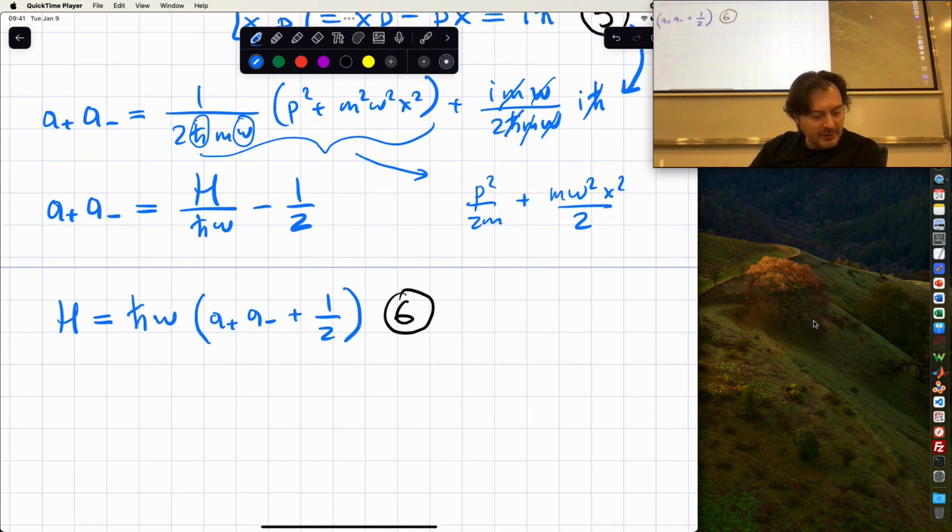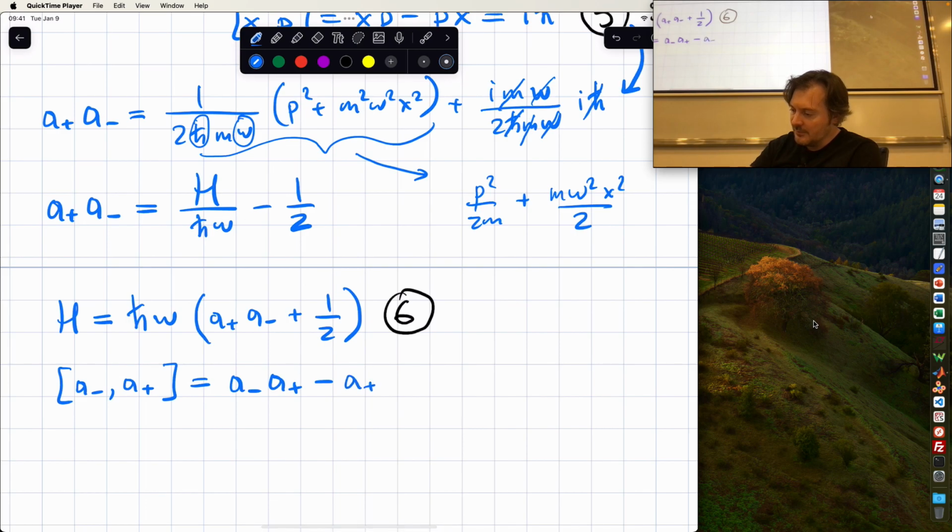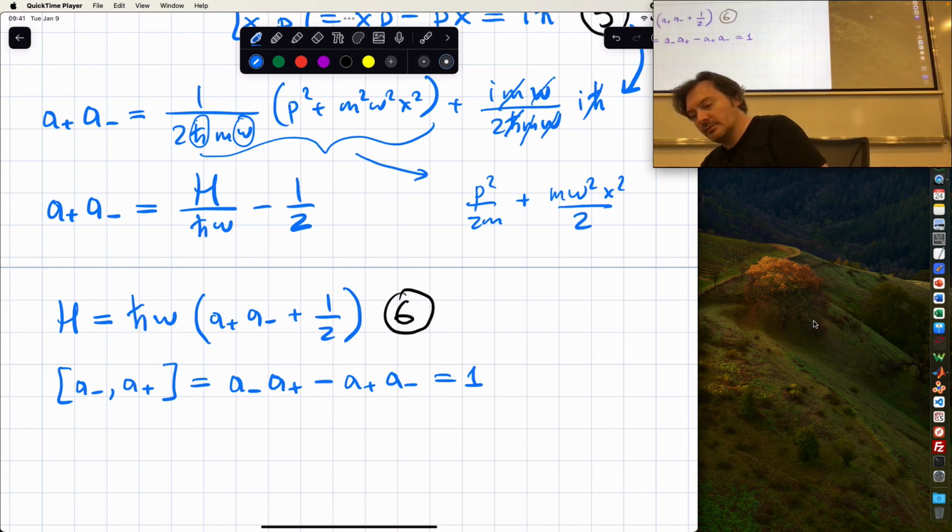I think at this point I got some sort of mercy and I didn't derive this. I just wrote it like this. But you can easily derive it. So it turns out that the commutator between the lowering and raising operator is 1. A minus A plus minus A plus A minus is 1. They are not commuting. It's not 0, right? It's 1.